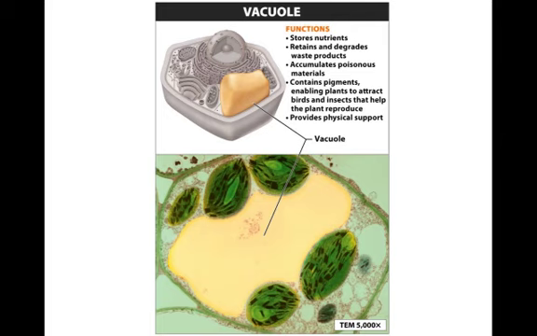Our next organelle is also only found in plant cells, and it is the vacuole. So you can see it's this very large tan kind of bubble inside of the cell.